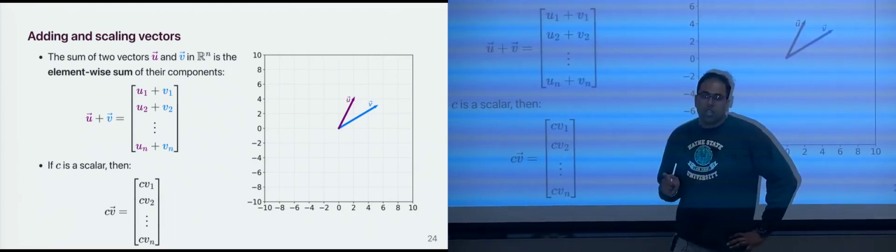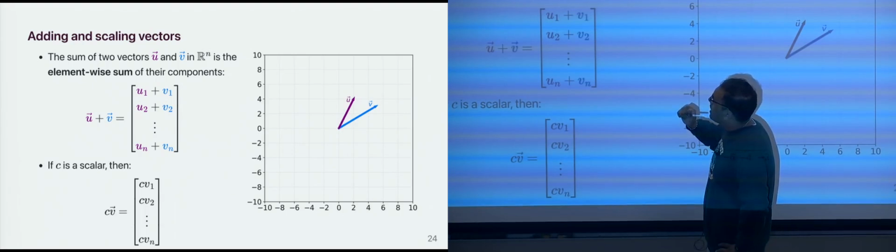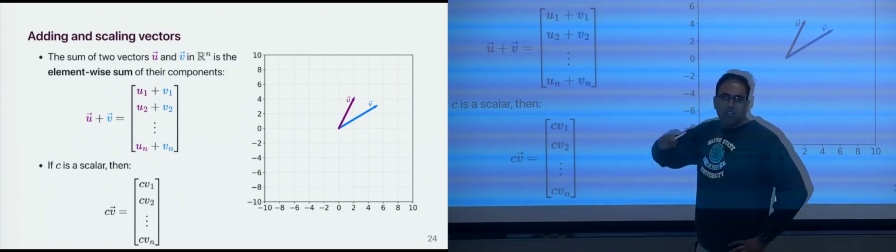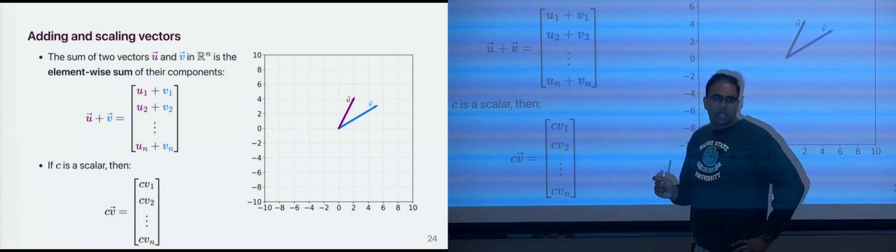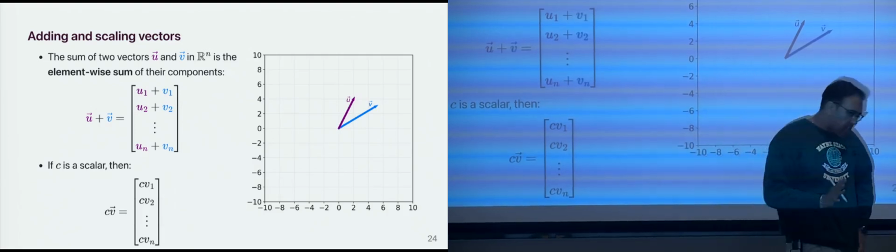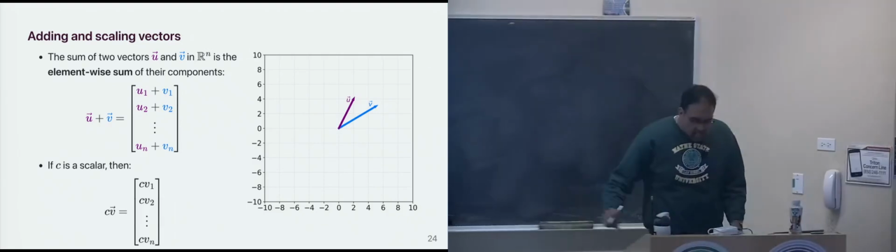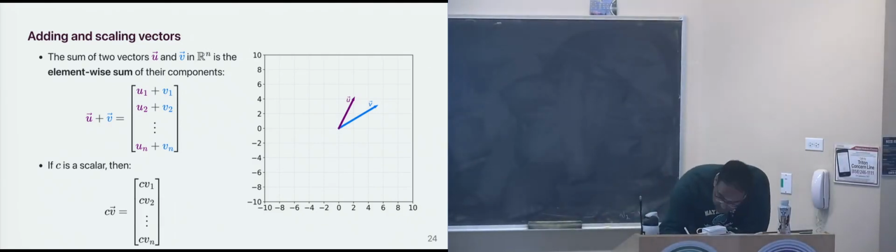Now, the issue is that when I defined the dot product, I said it was the sum of the element-wise products. And they both say element-wise in it. But the key to remember here is that the dot product results in a single number, but the sum results in a vector.